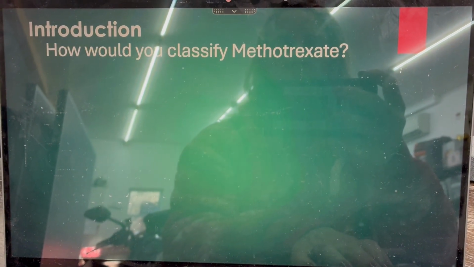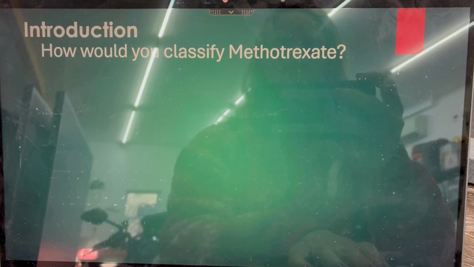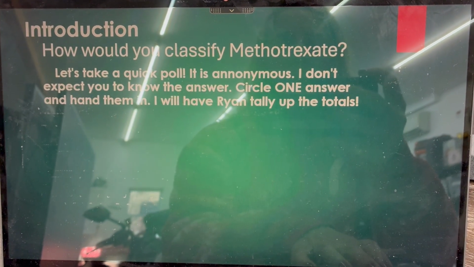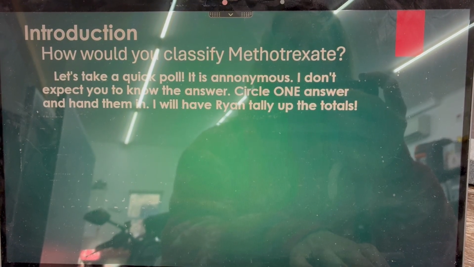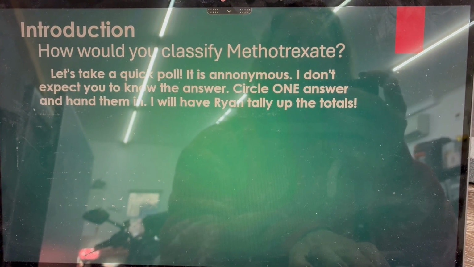Introduction. How would you classify methotrexate? Let's take a quick poll. It's anonymous. I don't expect you to know the answer. Circle one answer and hand them in. I will have Ryan tally up the totals.